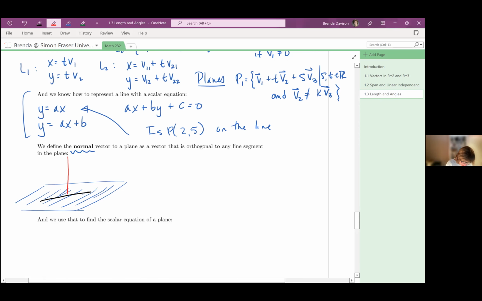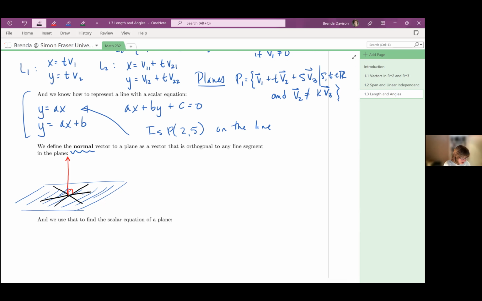There's a line segment in the plane, and then I'm going to draw a vector that is orthogonal to that line. So that line could be any line here in the plane, right? That thing sticking out is orthogonal to all of the lines in the plane. Okay, sticking out of the page.